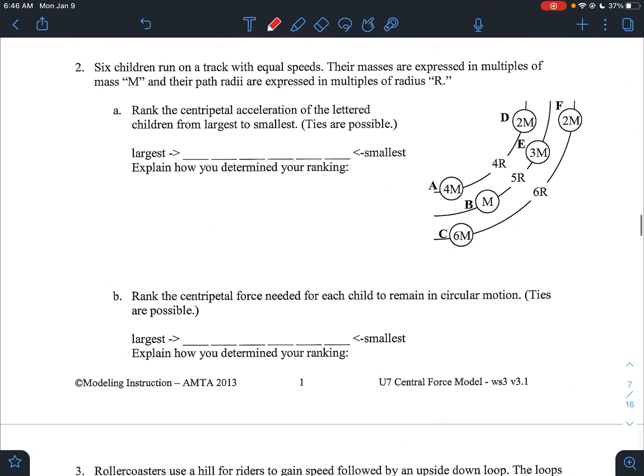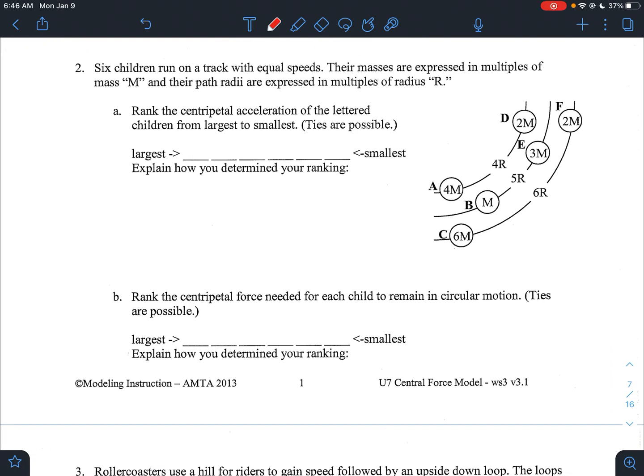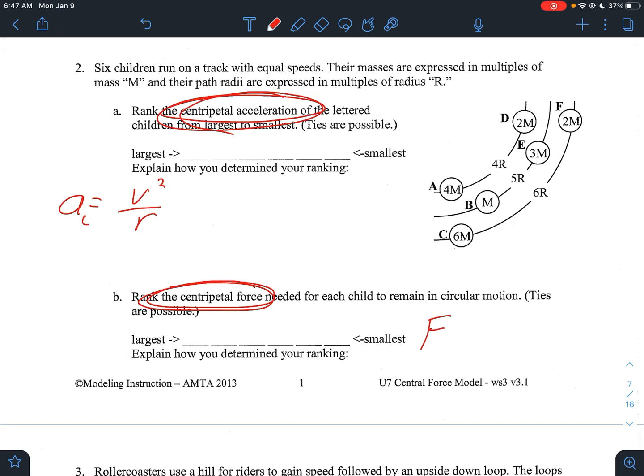For number 2, we have a track where students of differing masses are running around different lanes of a track. Question A is asking us to look at the centripetal acceleration of each child. So centripetal acceleration is just that v squared over r of our equation that we developed last week. And part B is asking us to look at the whole centripetal force. So we're going to use the full equation.